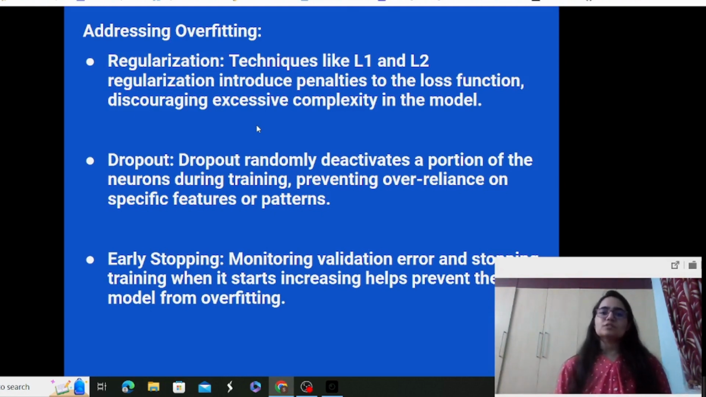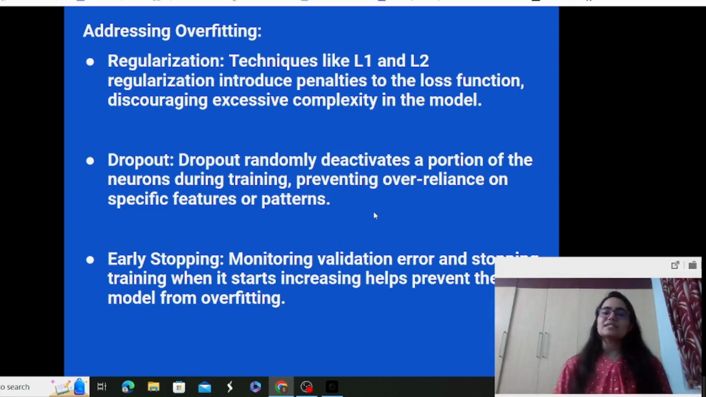Even when you're training models, you can see that various machine learning codes have this parameter called dropout. This is again a hyperparameter, by the way, because dropout has to be initialized to some value. If you specify some value to it, the model will understand what quantity of neurons have to be dropped, and so on. So dropout randomly deactivates a portion of the neurons during training, preventing over-reliance on specific features or patterns.